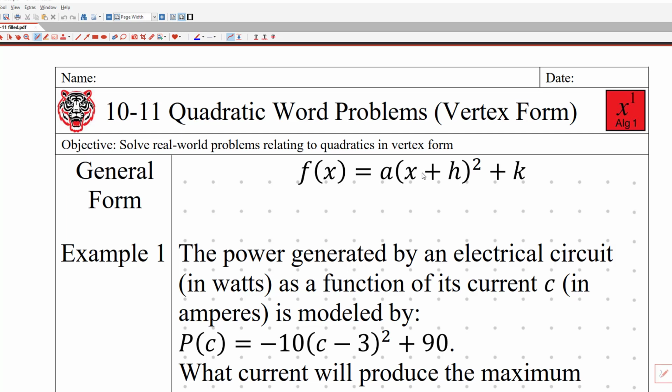This is Algebra 1, Lesson 10-11, Quadratic Word Problems in Vertex form. Today's date is Wednesday, April 22nd, 4/22, 2020. Our objective today is to solve real-world problems relating to quadratics that happen to be in Vertex form.